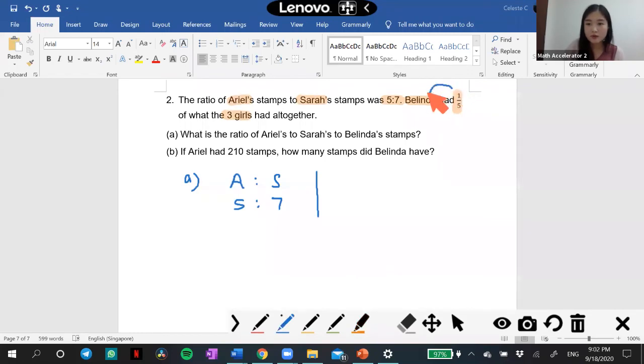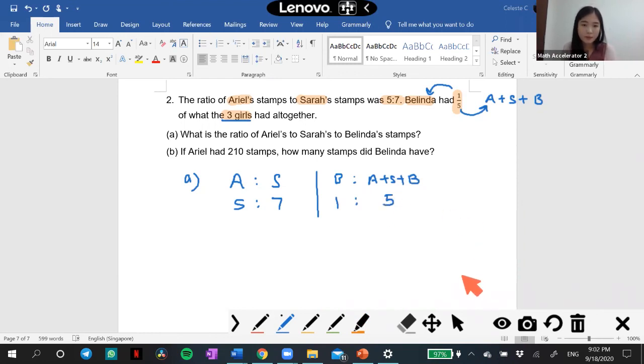So draw your arrows. 1 is for Belinda, 5 is for the 3 girls. So the 3 girls, A plus Sarah plus Belinda, all 3 of them. So that ratio will be B to A plus S plus B, 1:5. Okay, this is a B. What do they want? They want Ariel to Sarah to Belinda, A:S:B.